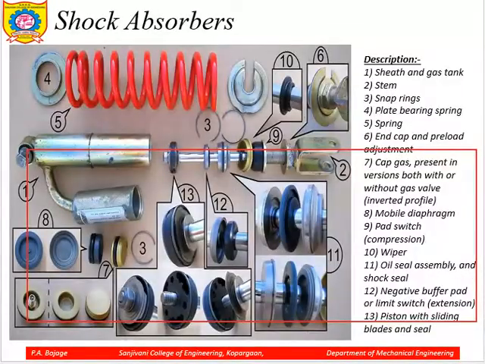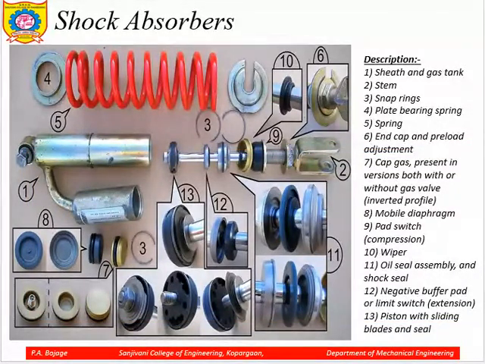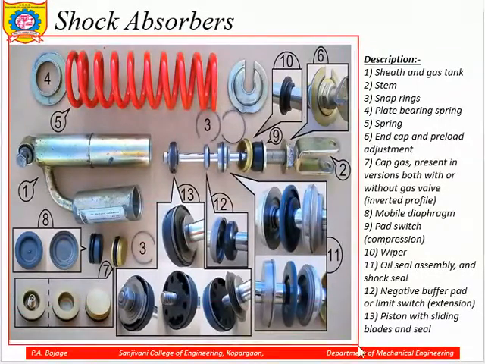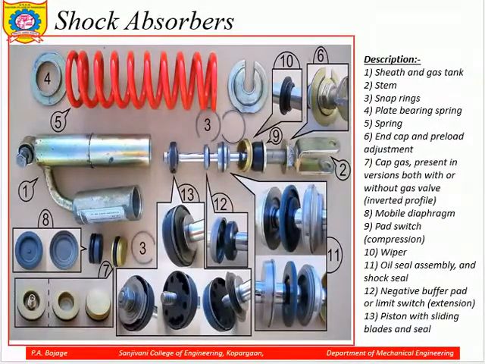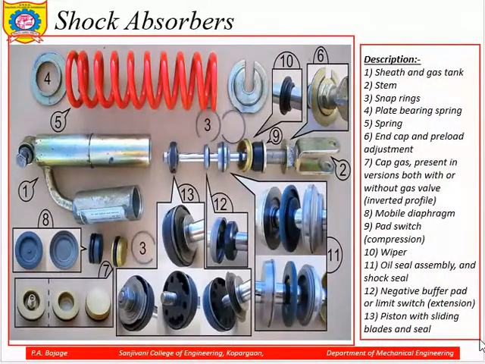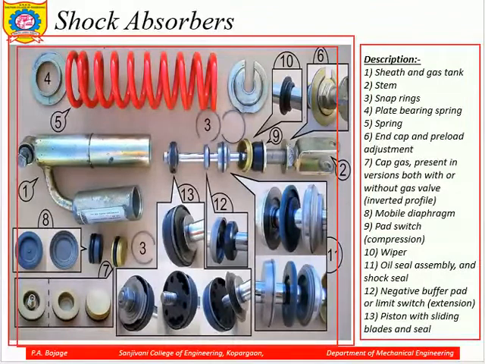The next part we will discuss is the shock absorbers. Now in this diagram you can see the detailed components of a shock absorber. You can see this is the description of all the parts of the shock absorber: sheath, gas tank, stem, snap rings, plate bearing springs, end cap and preload adjustment. So all these components are shown in this diagram.